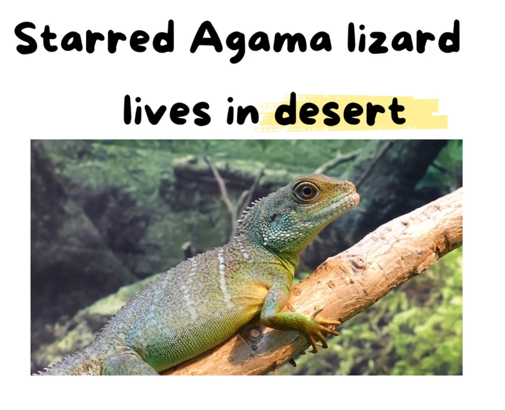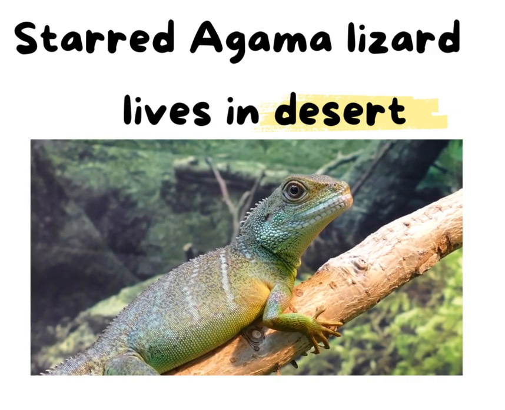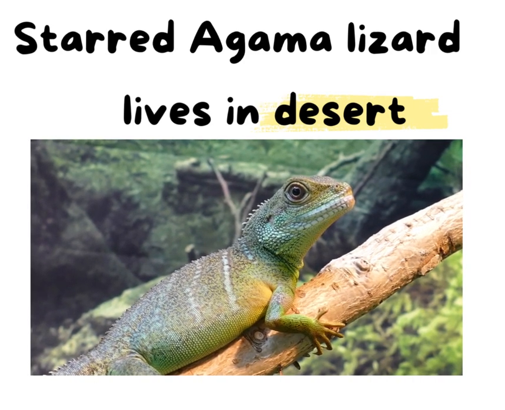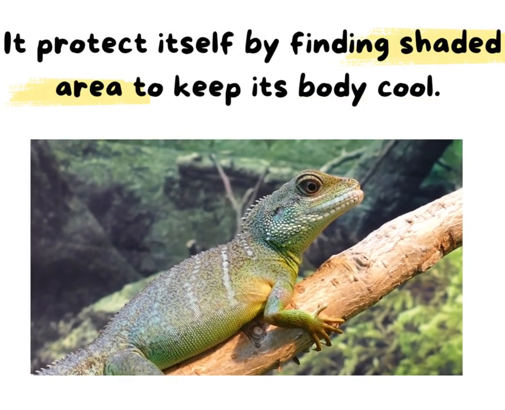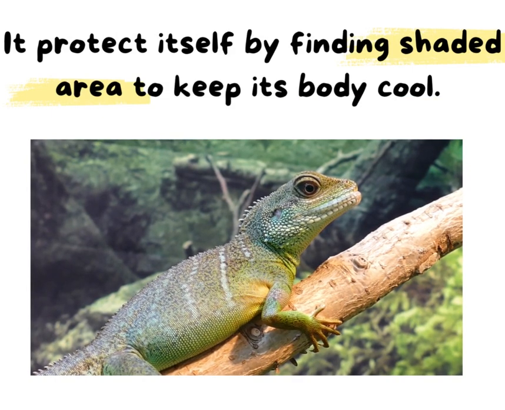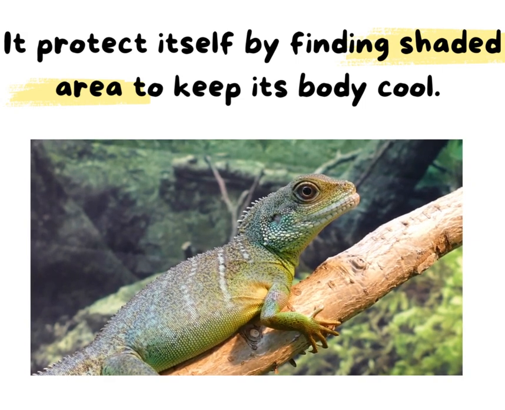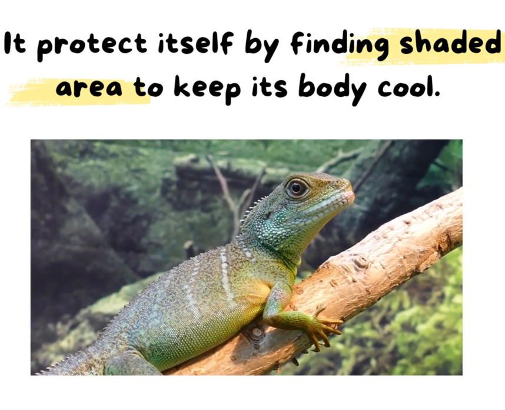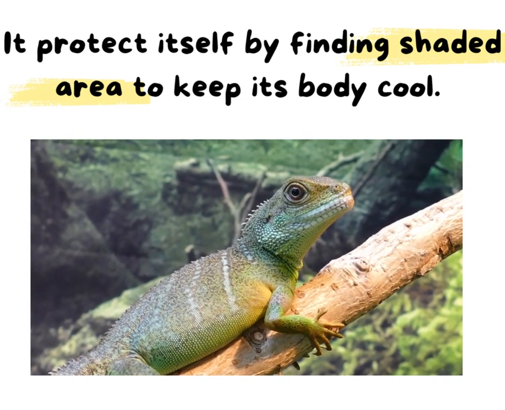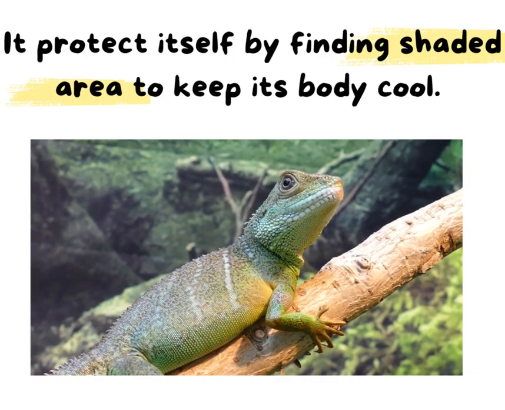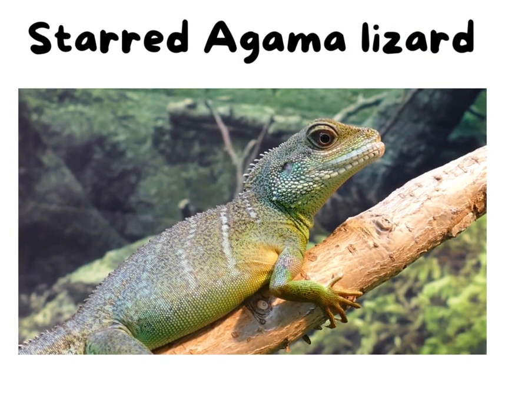And starred means it has scales that have dots like stars on it, okay? It lives in the desert, and we mentioned that the desert has a very hot climate, an extreme hot climate. So for the starred agama lizard, it needs some adaptation to protect it from this hot climate, as it finds the shaded area to keep its body cool. What is the shaded area?